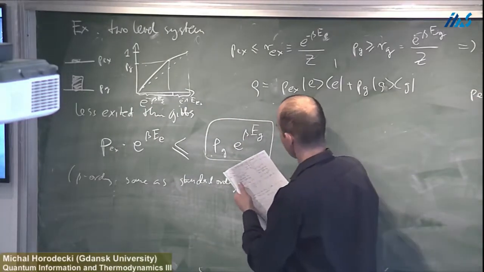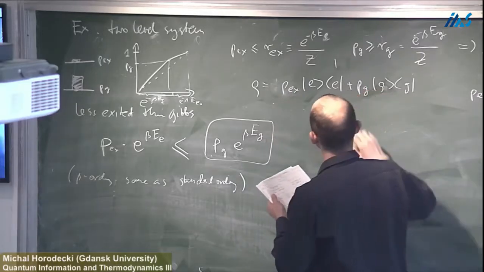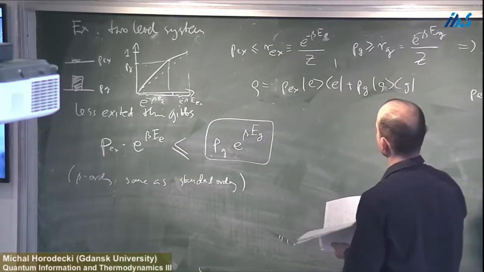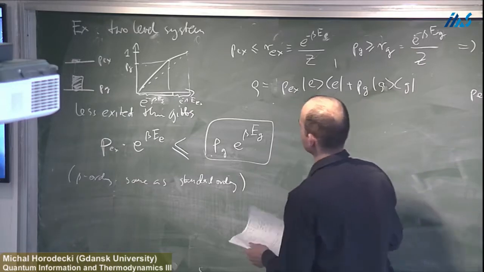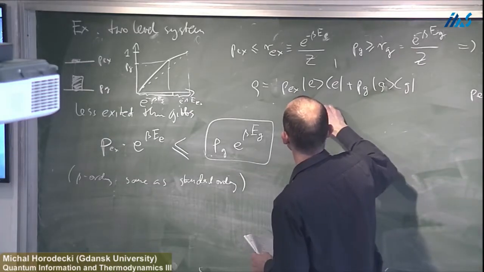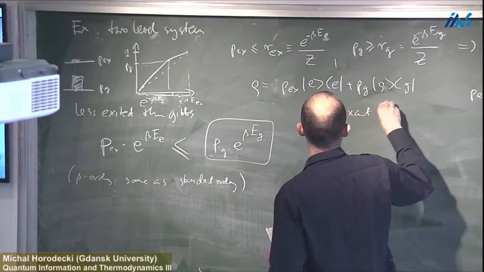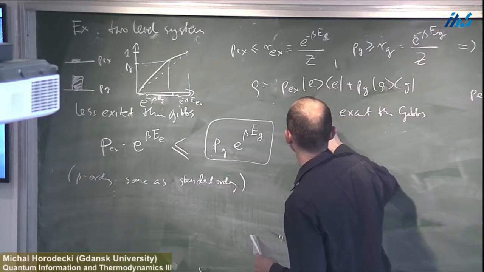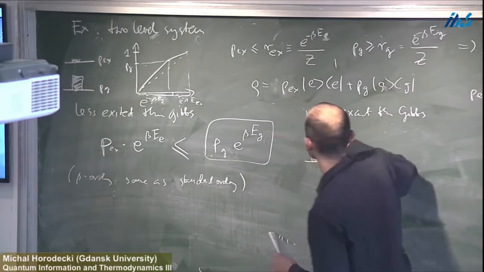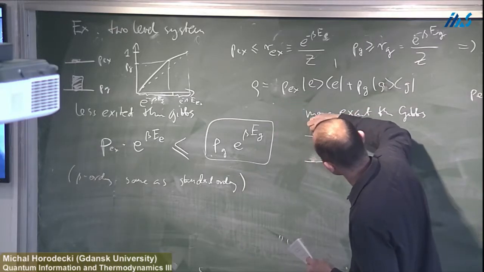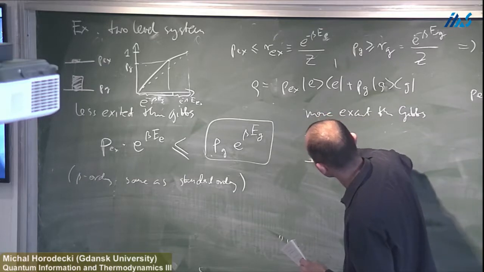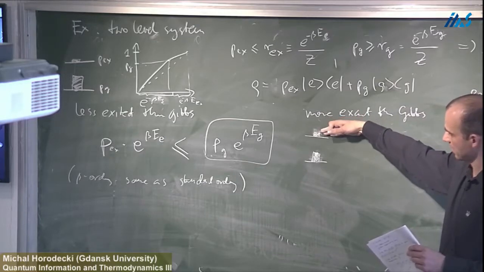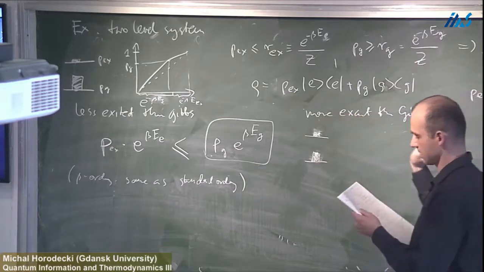Okay, good. So that was a state less excited than Gibbs. Now we consider a state which is more excited than Gibbs. Okay, so this is this picture. Actually, it need not be more excited in absolute terms, yes? It only needs to be more excited than Gibbs. So the upper level can still have less population than the lower one, but it should be more excited than Gibbs, just this thing.